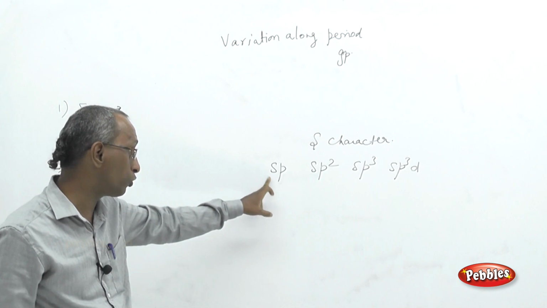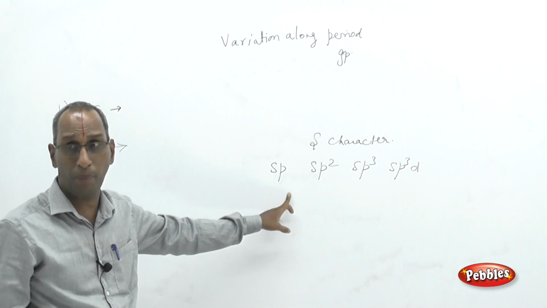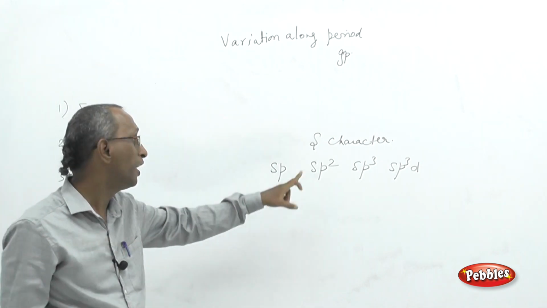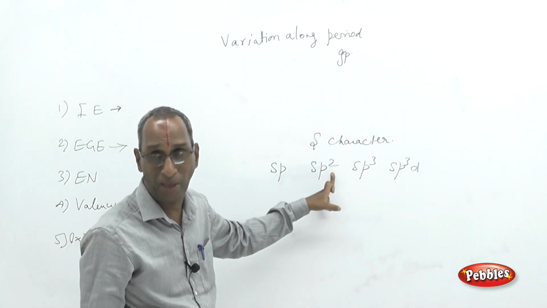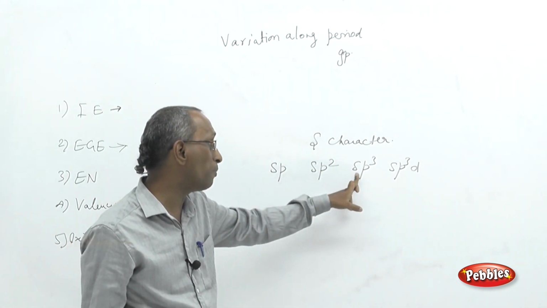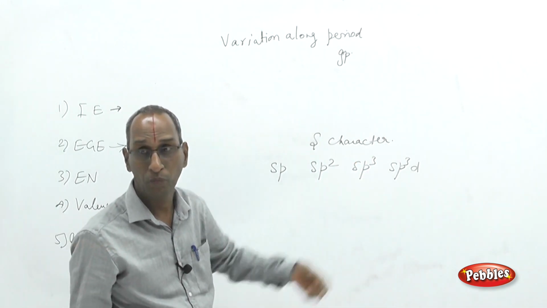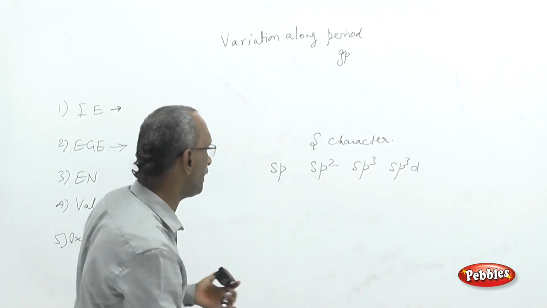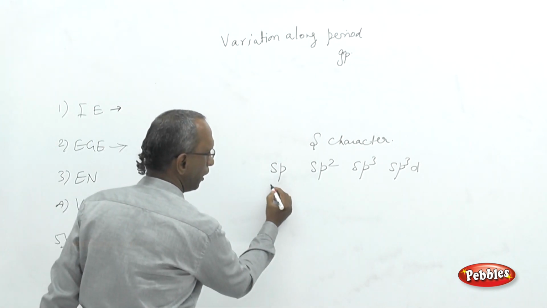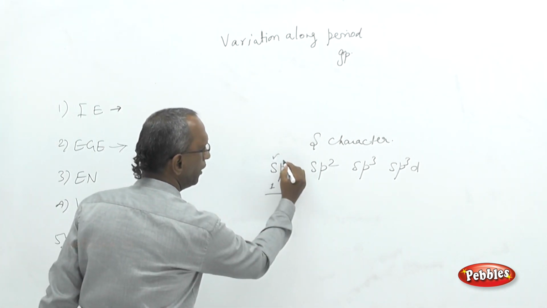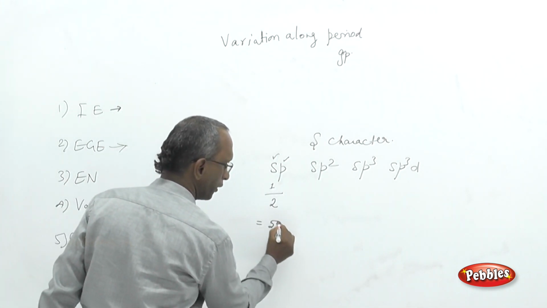All these letters refer to individual orbitals. One s orbital and one p orbital overlap in sp. In sp2, one s orbital and two p orbitals are mixing. In sp3 hybridization, one s orbital overlaps with three p orbitals. Now let us see what is meant by s character: the percentage of s orbital in the hybridization. In sp, the number of s orbitals is 1, and the total number of orbitals is 1 plus 1, 2. So s character is 1 by 2, or 50%.